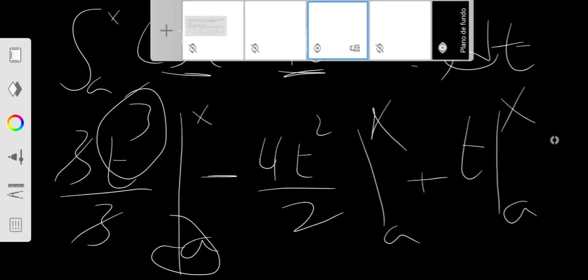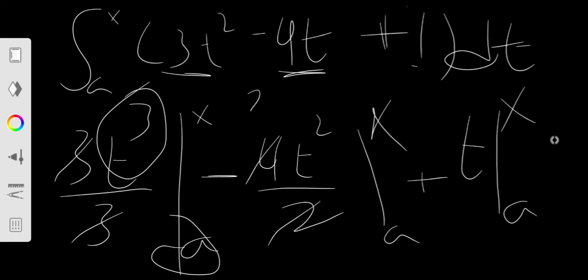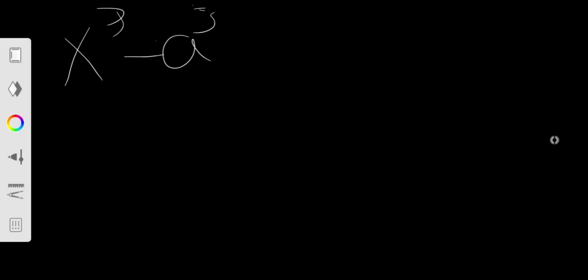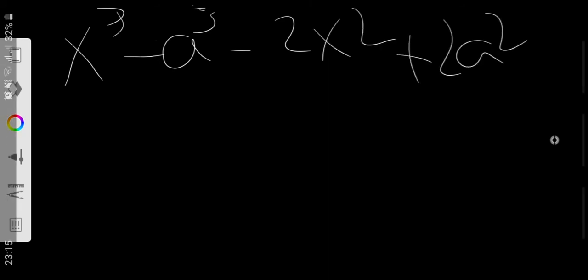From the second part, the 2 will cut with the 2. We'll have 2 multiplied by x squared minus a squared, right? So it will be 2 multiplied by x squared minus a squared. So minus 2 multiplied by x squared plus 2 multiplied by a squared.